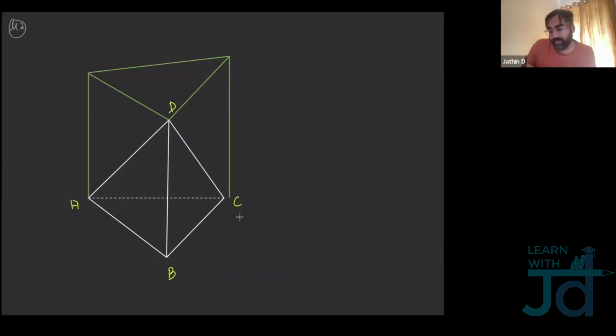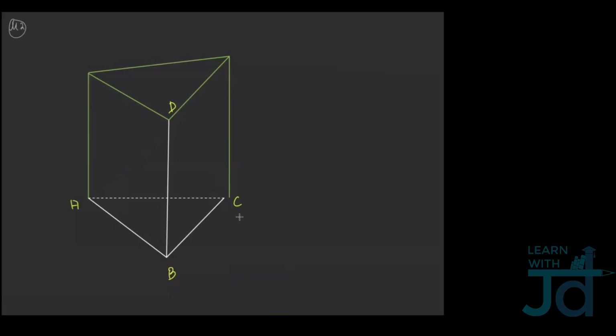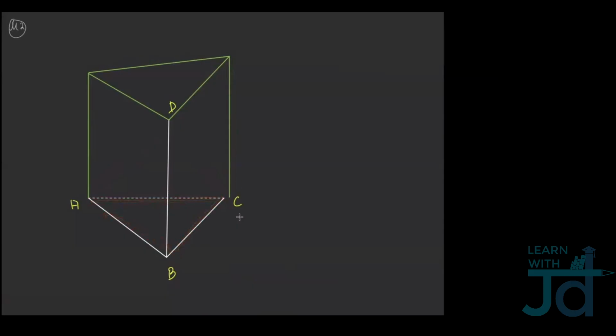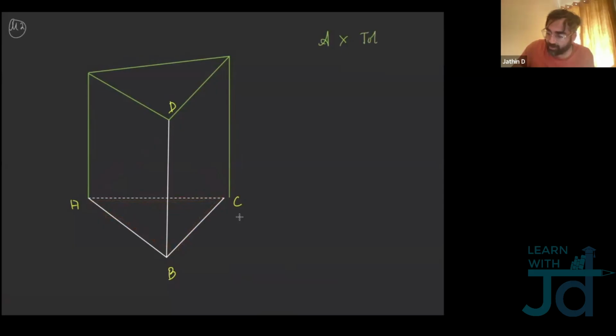So what do you get? A prism. Yes, correct, you get a prism. Now, the volume of a prism, what is it? Area of the base into the total height. Yes, sir. Okay, area into total height.